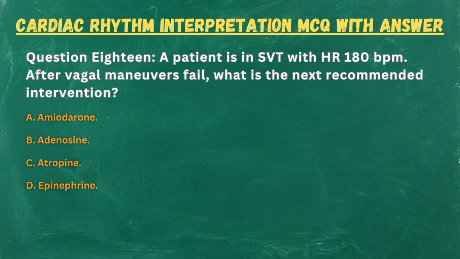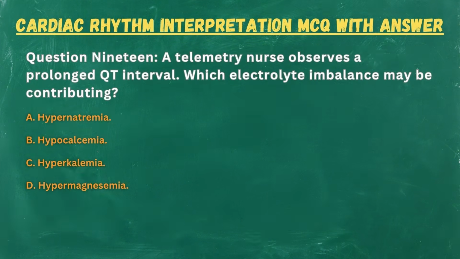Question 18. A patient is in SVT with HR 180 BPM. After vagal maneuvers fail, what is the next recommended intervention? A. Amiodarone. B. Adenosine. C. Atropine. D. Epinephrine. Answer: B. Adenosine.